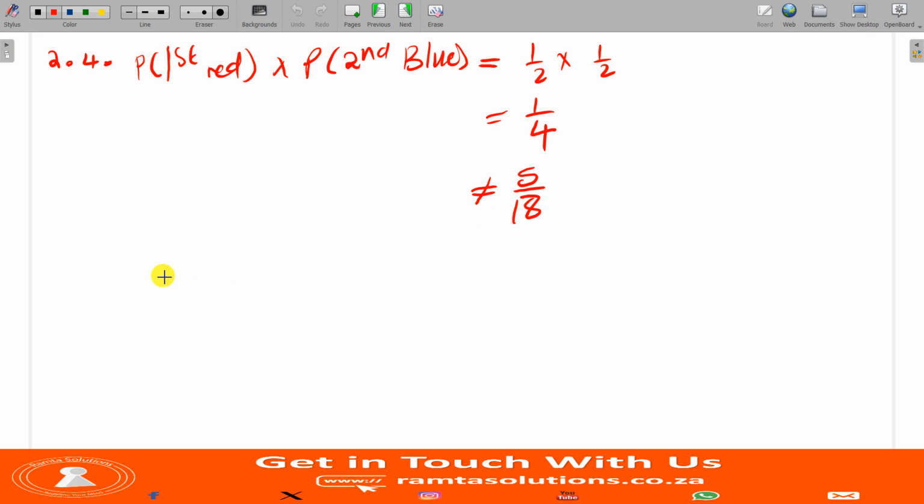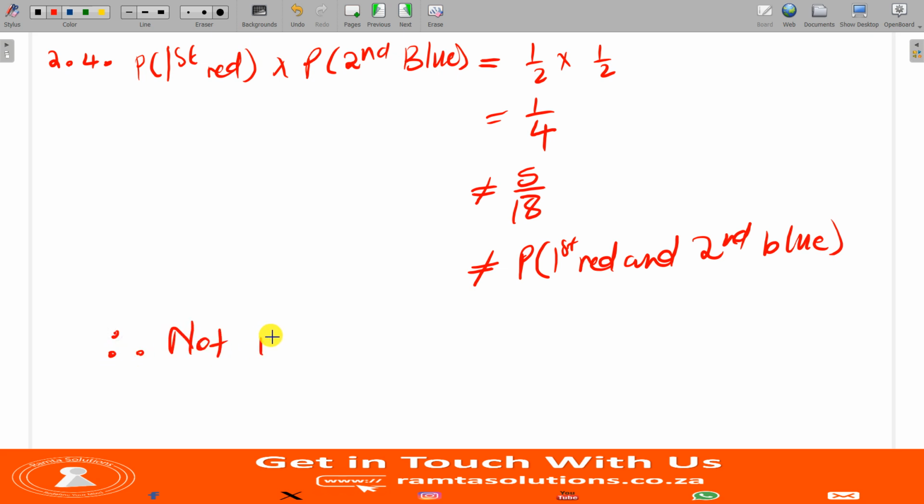What do I mean by that? I am saying, in other words, this is not equal to the probability of first red and second blue, right? Therefore, these are not independent. If you like, you can say these are dependent. So these two events are not independent. Okay, guys. So this is how you look at your dependent and independent events.